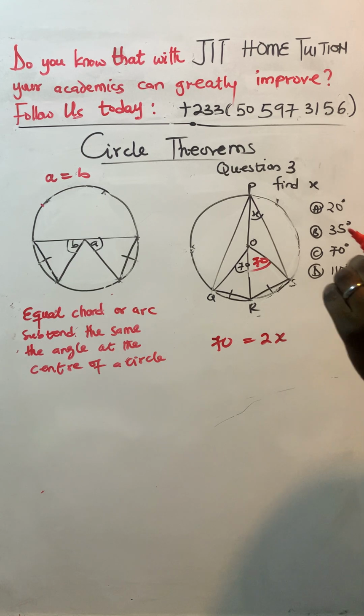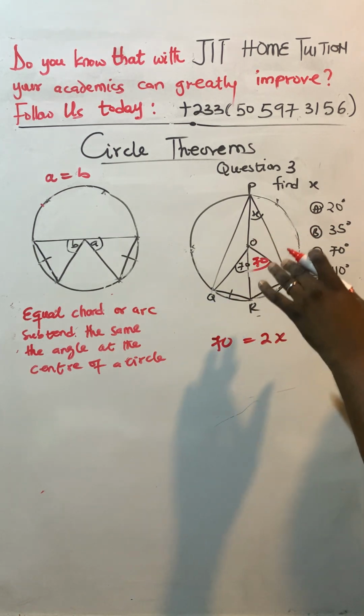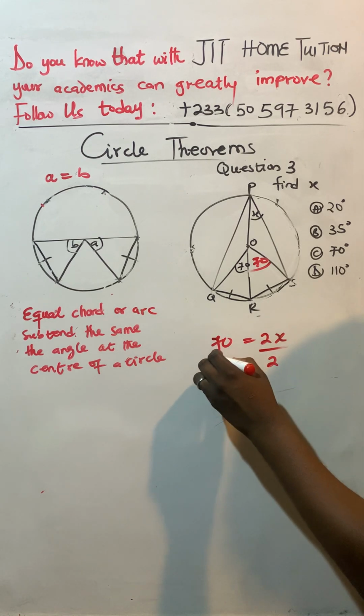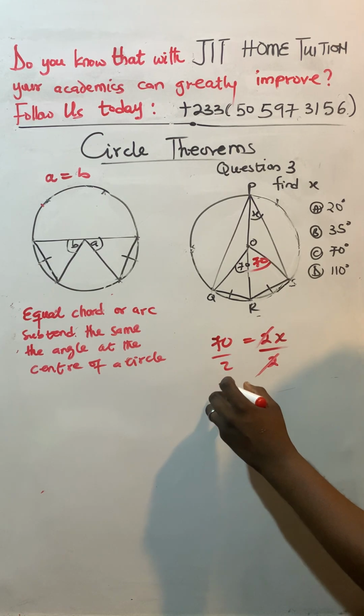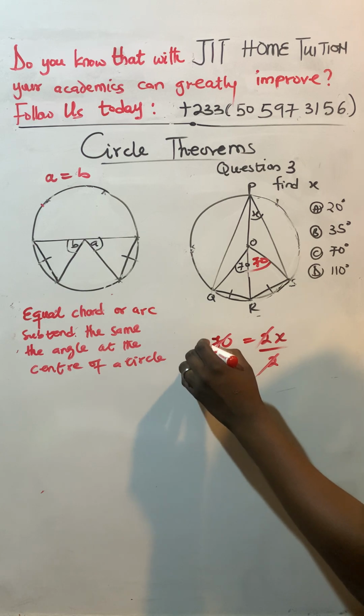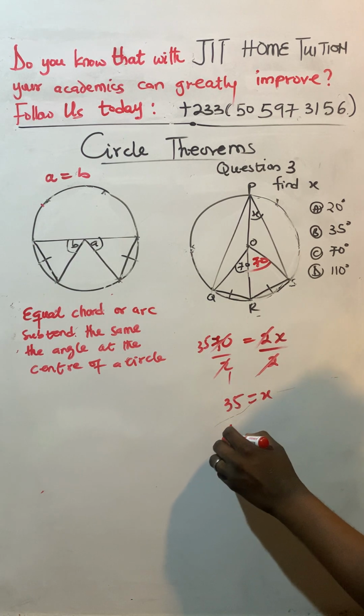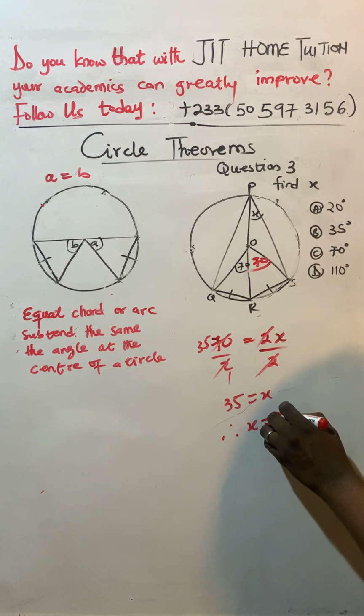I hope you are following. 70 is equal to 2x. But let's look at it, we are looking for x. So here is 2, here is 2, this will cancel. You have 70 divided by 2, which gives you 35, equal to x. Therefore, the value for x is 35. Simple.